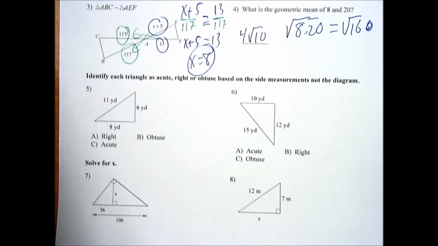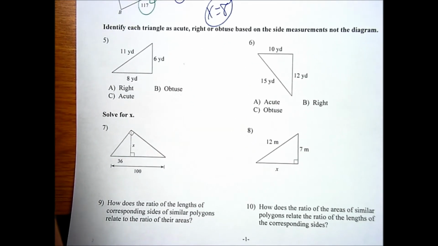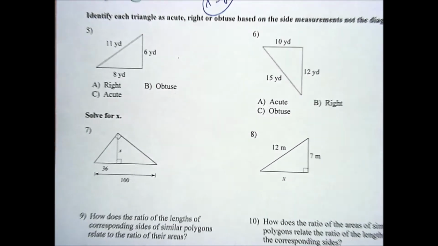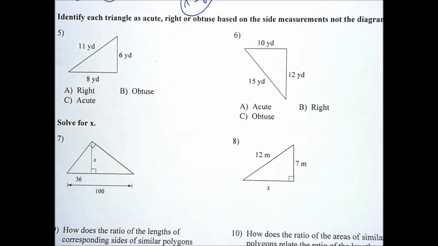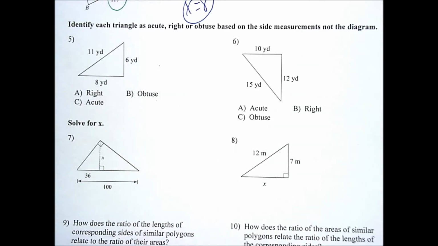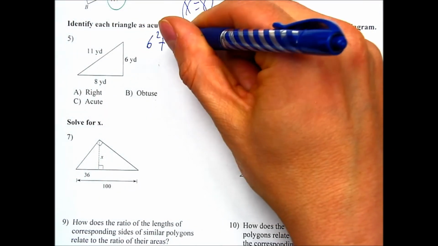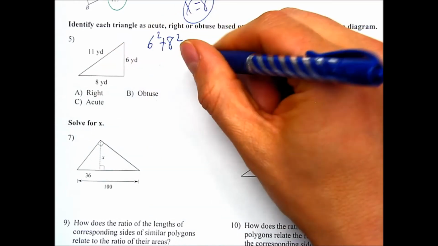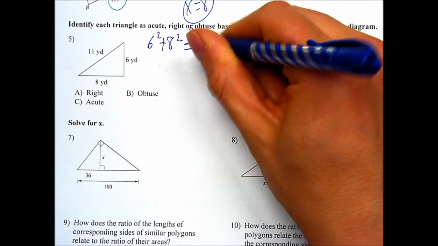Next two. Identify the triangle as acute, right, or obtuse based on the measurements, not the diagram. So these two diagrams, they both appear to be right triangles, but they may or may not be right triangles. I'm asking you to do the Pythagorean theorem and verify if they are right triangles or not. So in other words, I'm asking you to take the sum of the legs squared, 6 squared plus 8 squared, the legs are 6 and 8, and evaluate whether it's equal, less, or greater than the hypotenuse squared.